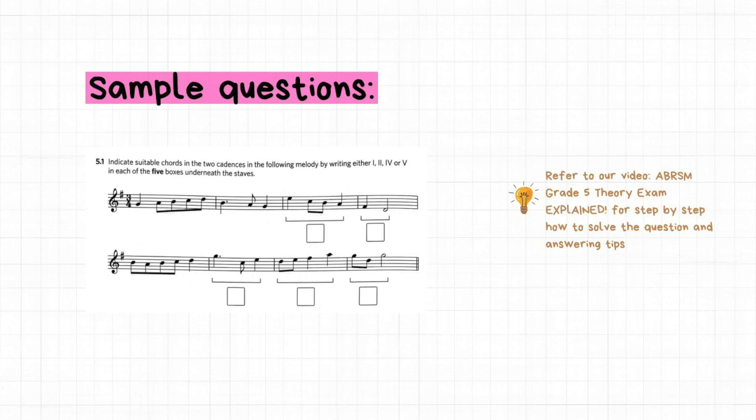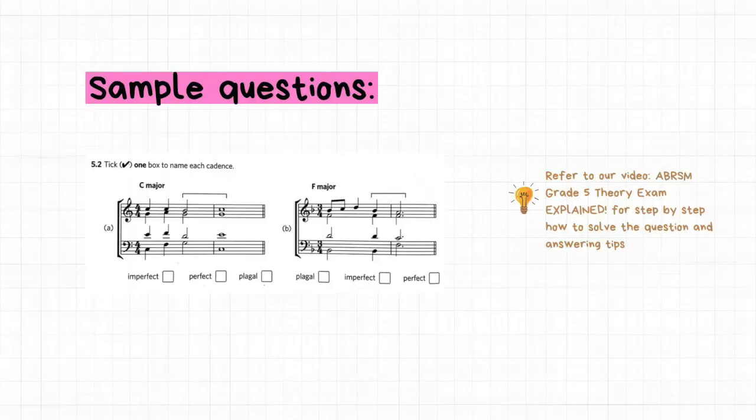And this is the sample question for the Grade 5 Theory Exam. Refer to our video ABRSM Grade 5 Theory Exam Explained for step-by-step how to solve the question and answering tips. And here are some sample questions about cadence in the Grade 5 Theory Exam.